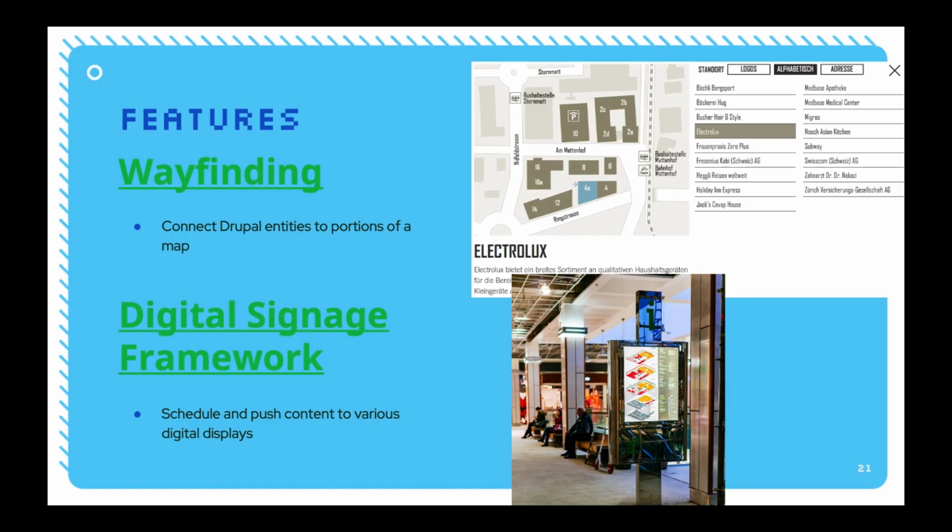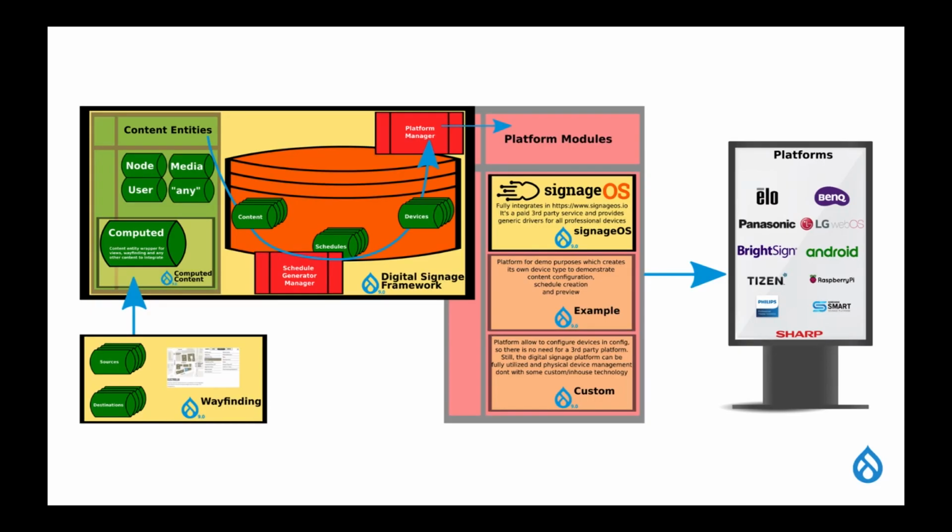And then the wayfinding module can potentially be like an interactive way to see exactly where something in particular is located. It can also be used directly with the digital signage framework. And so you can see in the image there in the bottom right how the digital signage can be used to display some of the wayfinding information, which is kind of a natural fit.